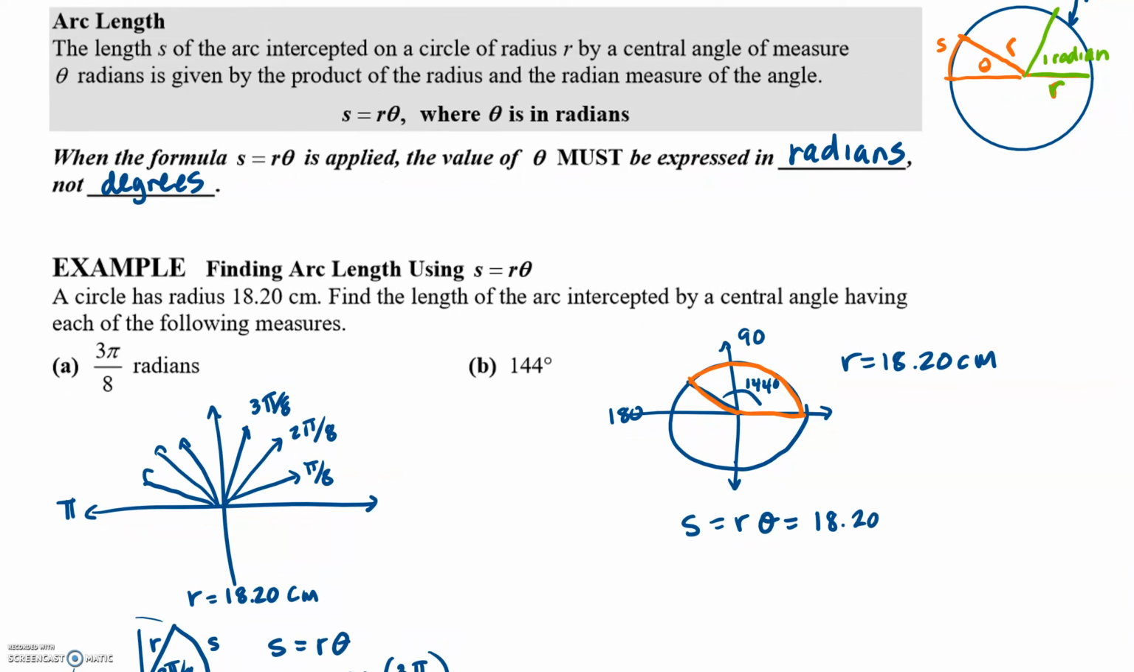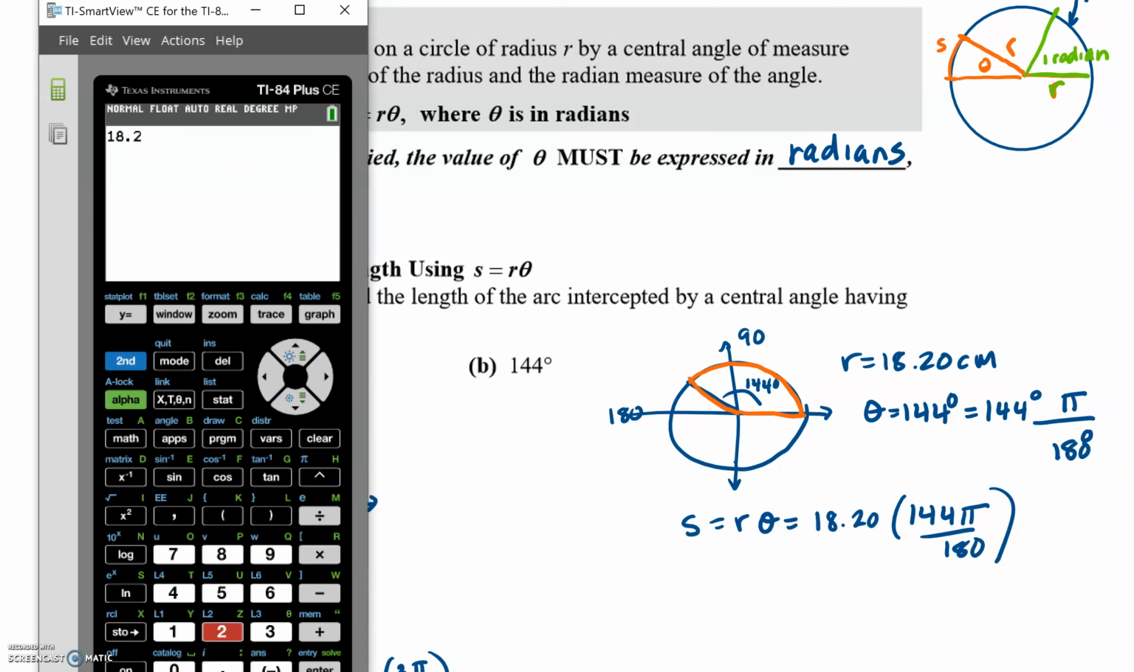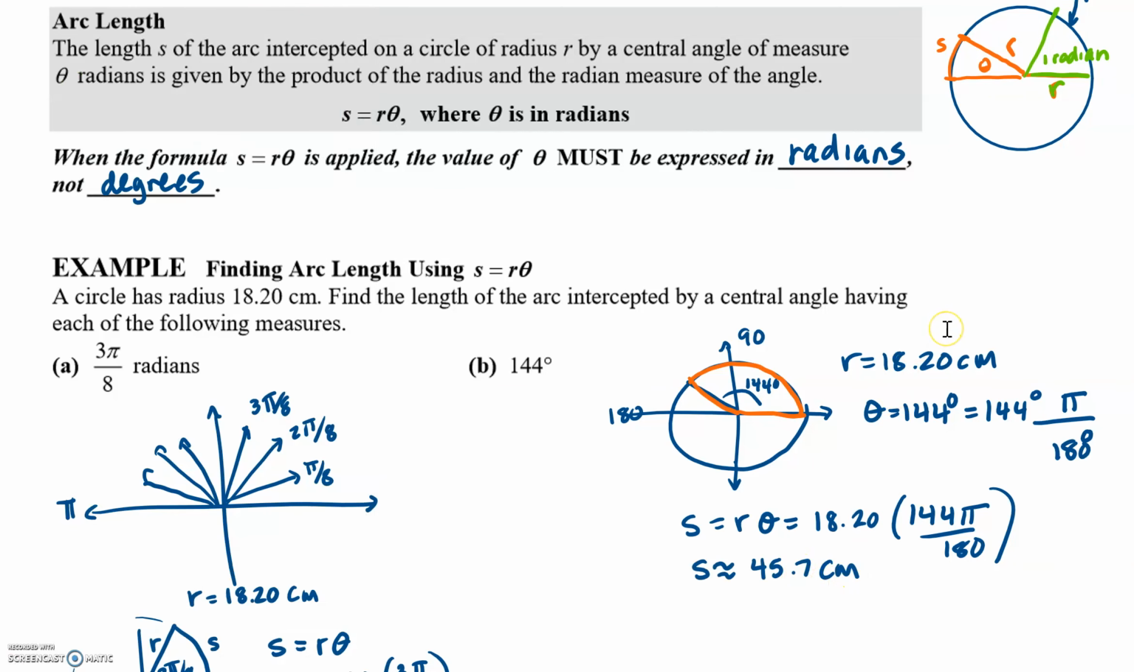So what I'm going to do is change this into radians. If you remember how to change something into radians, you're going to multiply it by pi over 180. So I'm going to take the 144 times pi over 180. We can reduce that first, but we're just going to get a decimal. Again, theta is 144 degrees, and we want to get out of degrees and into radians. So we know there's 180 degrees in pi radians, and that's why it's 144 pi over 180. So let's do this on our calculator. We still have 18.20, and now we're going to times it by 144 pi, divide by 180, about 45.7. And again, it's in centimeters since the radius was in centimeters.